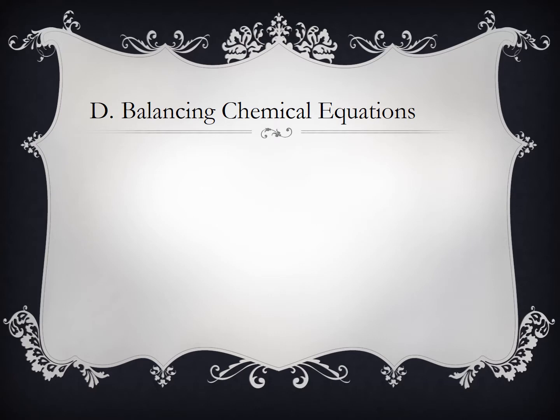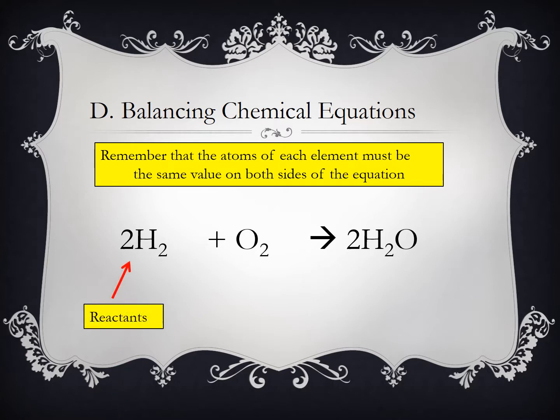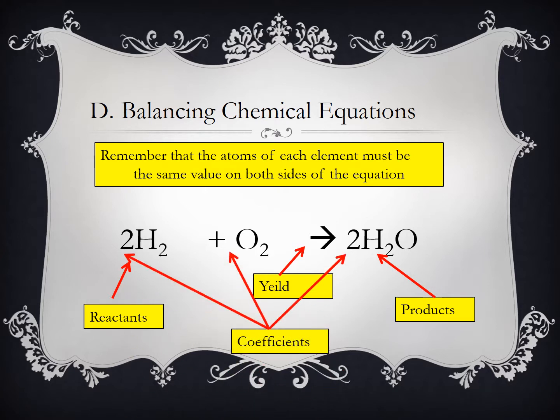Alright, balancing equations. So when you're balancing equations, you gotta remember the atoms of each element must be the same value on both sides of the equation, hence the word balancing. So for example, H2 plus O2 yields 2H2O. You have the reactants of hydrogen and oxygen and the product of water. You have the yield sign. You have coefficients. So coefficients help you balance the reaction. So even if it's missing a number, it's not there, it's always understood to be 1.